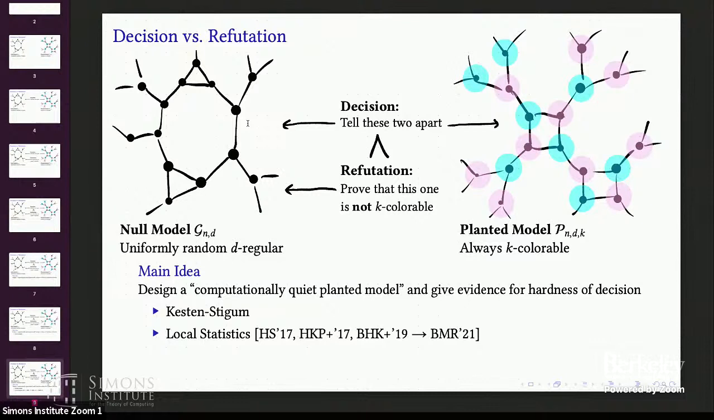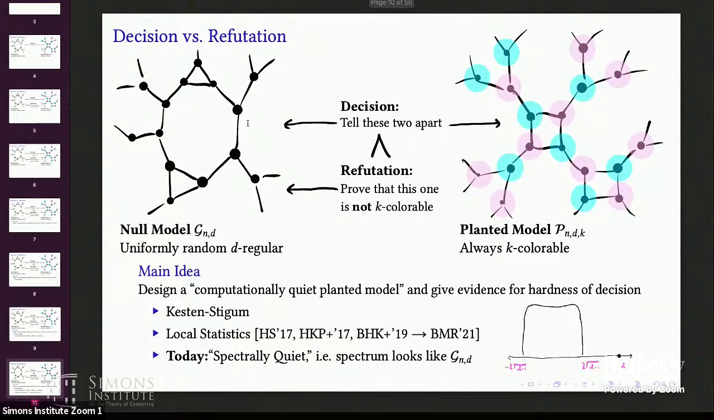Just to make things simple, for the talk today, I'm going to do something even more basic. Let's just think about when you can plant a k-coloring in a d-regular random graph so it doesn't mess up the spectrum, so the spectrum looks like that of a uniformly random d-regular graph. I'll just remind you what the spectrum of a d-regular random graph looks like. There are some eigenvalues which are confined to the interval between -2 root d-1 and 2 root d-1. There's a trivial eigenvalue at d, and there's basically nothing else. So this is the plan.